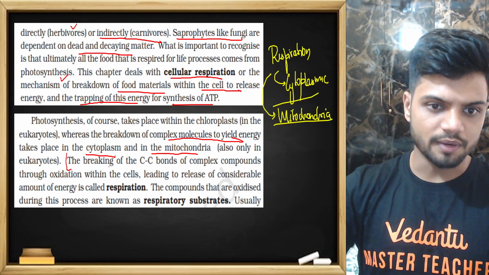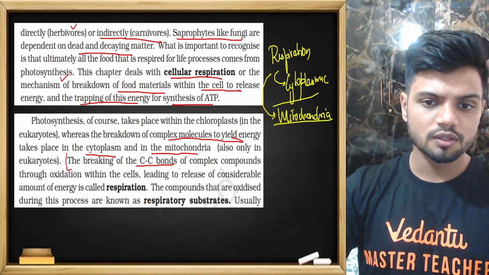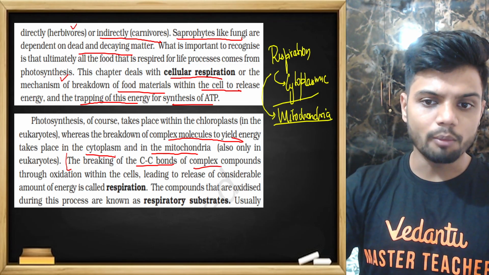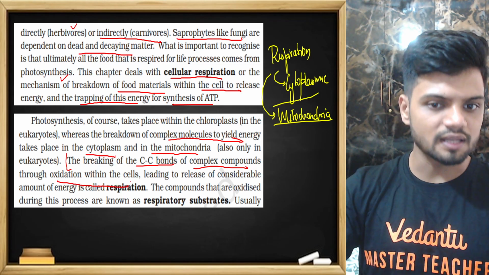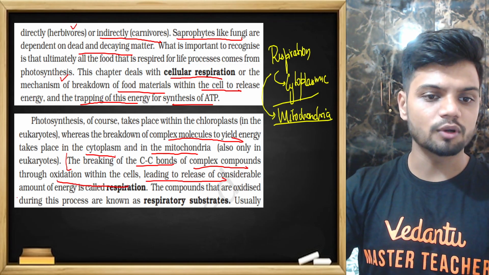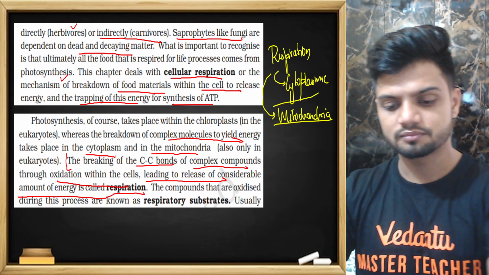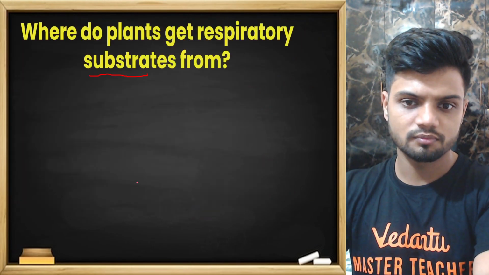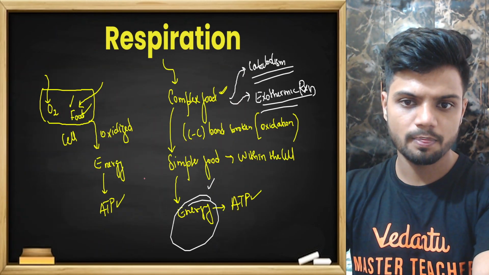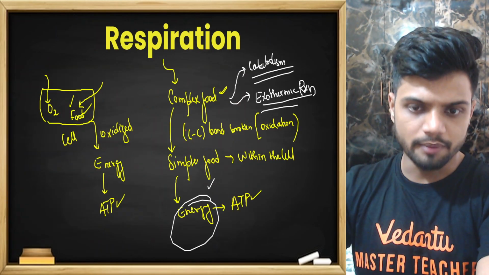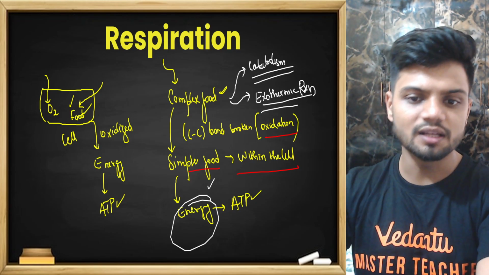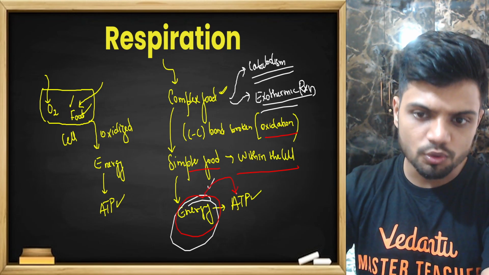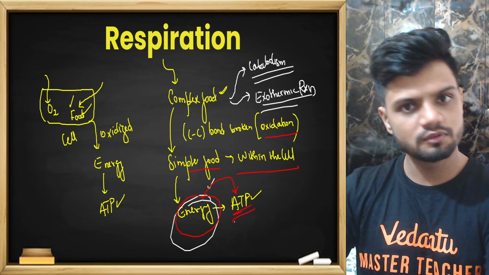The breaking of CC bond, carbon-carbon bond of complex compounds through oxidation within the cell, leading to the release of considerable amount of energy, is called respiration. You learned it here, right? Complex food, breaking of CC bond through oxidation, simple food within the cell to produce energy. Energy is stored in the form of ATP. We learned the same thing.